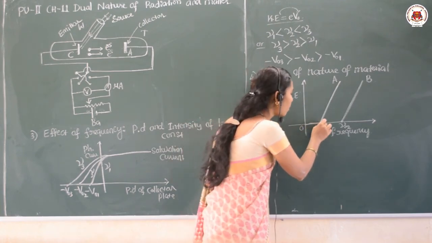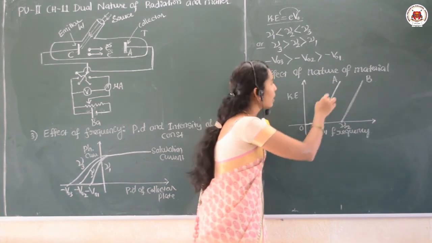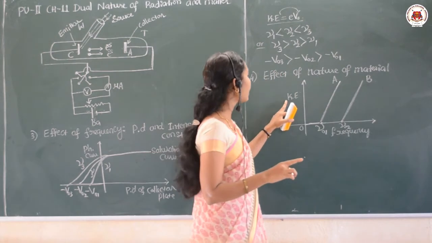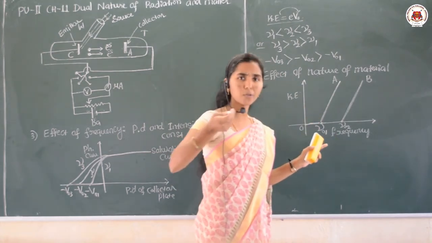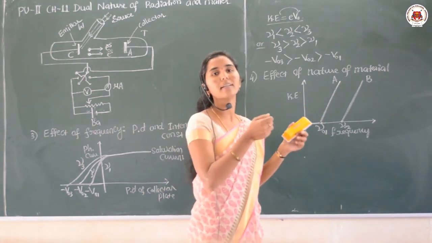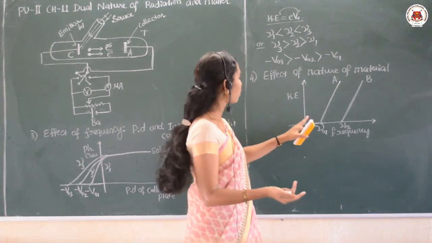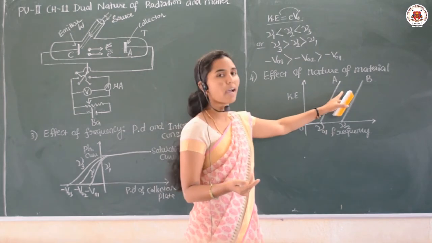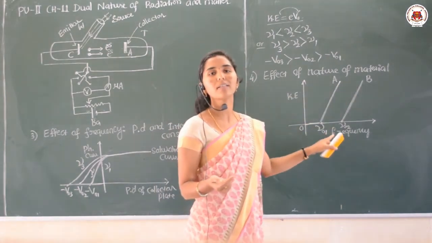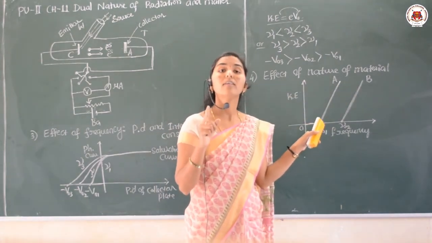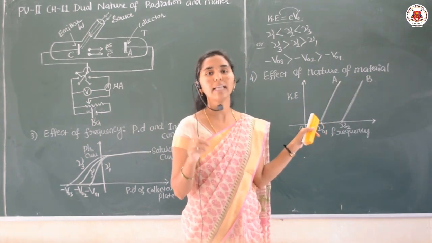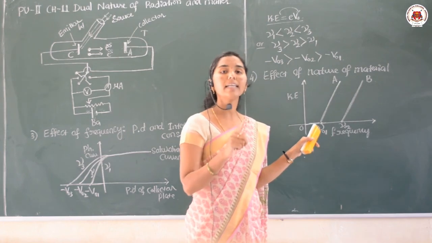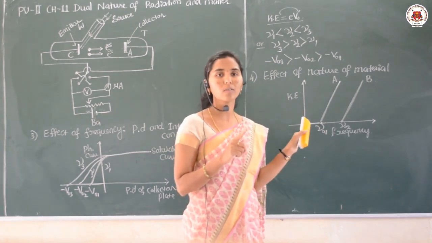When that particular frequency of the radiation is incident on the metal A here, then what did we obtain? Photoelectrons are emitted and they started to move. So, the kinetic energy is increased. And this line shows that kinetic energy and the frequency of photoelectrons are directly proportional to each other. If the frequency of incident radiation increases, the kinetic energy of photoelectrons also increases.